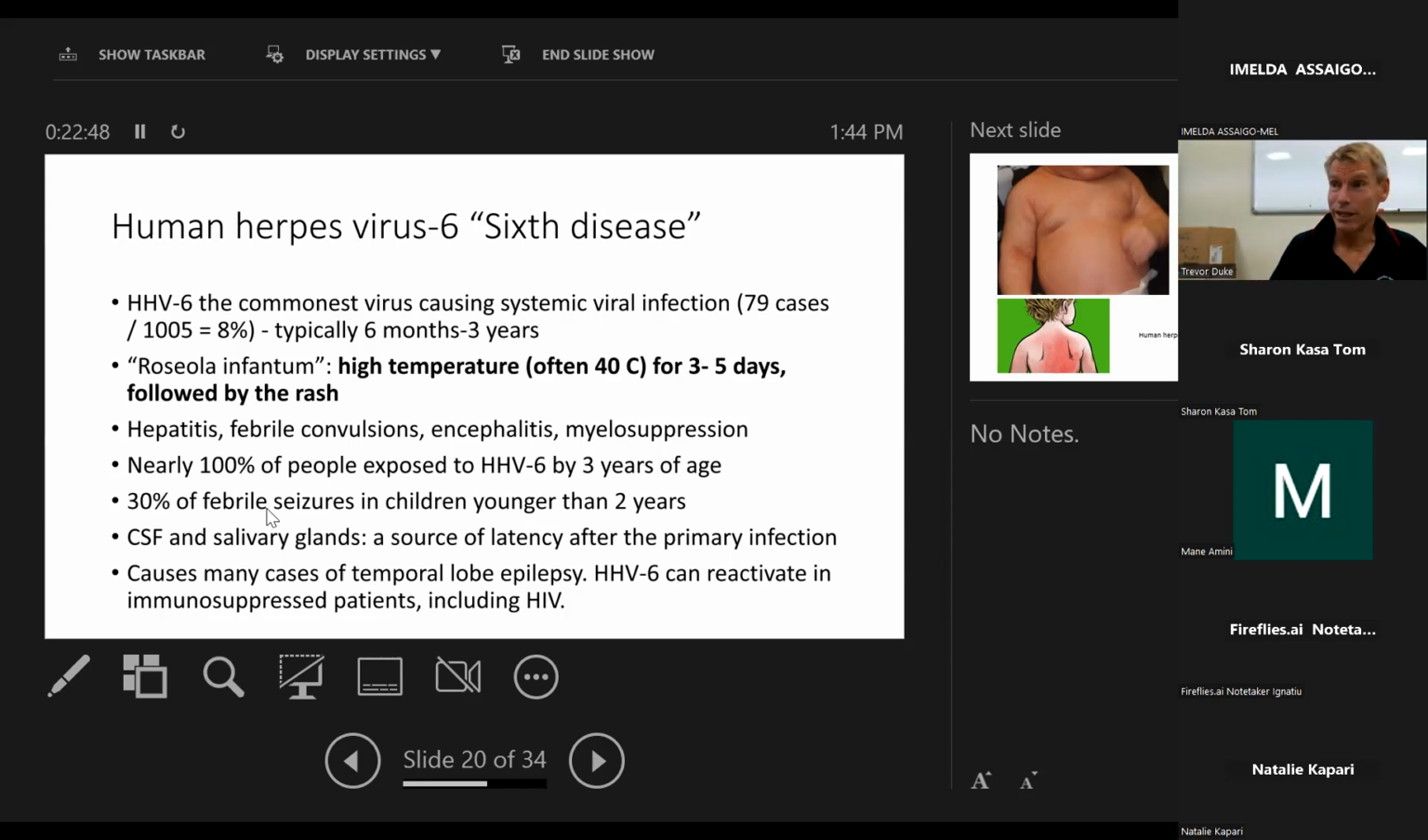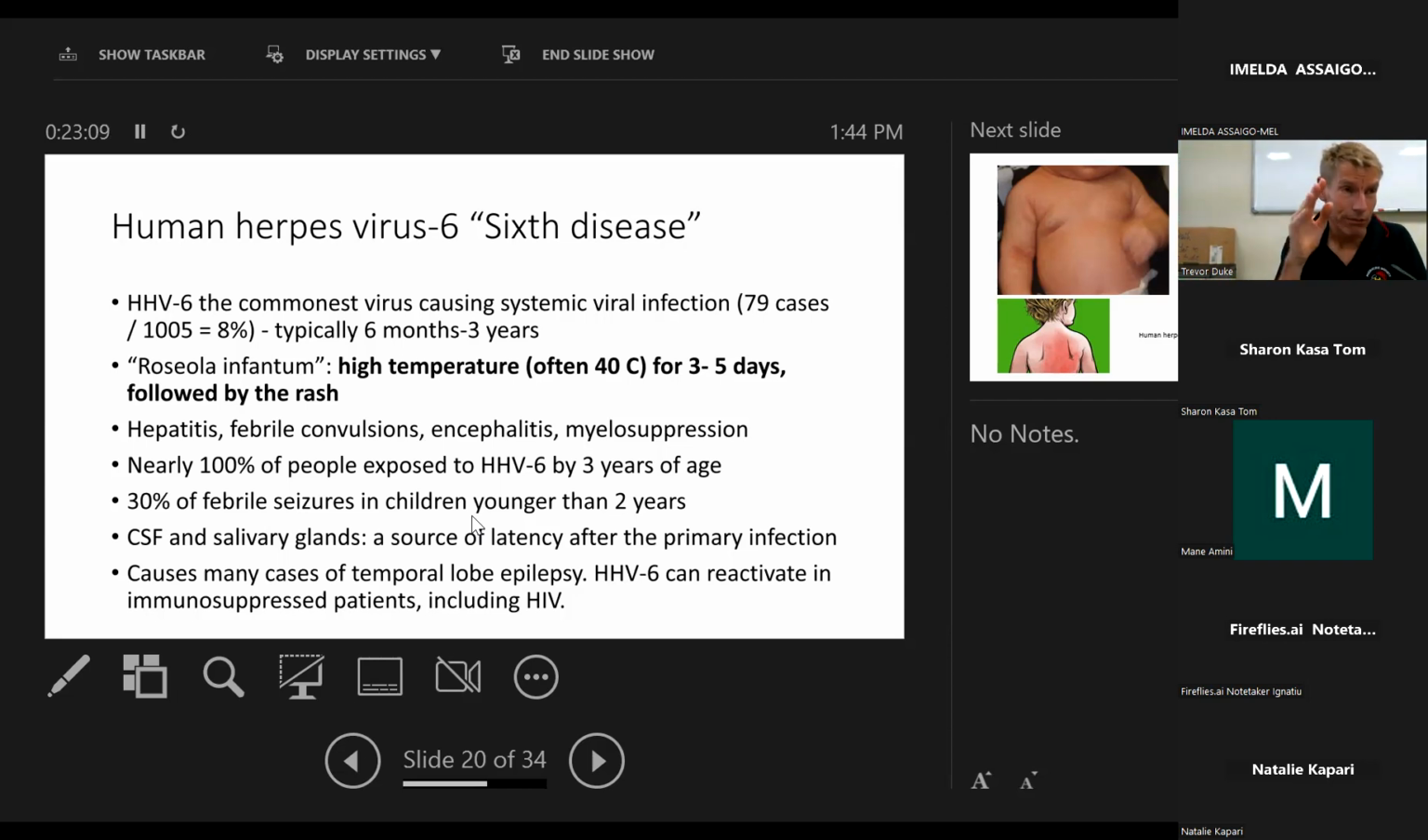About a third of them will have had HHV6 if they had a very high temperature. There's no treatment for it, but it's just good to recognize. Sometimes children who've had HHV6 can go on to have a bit of scarring in their temporal lobe. That's actually quite common.